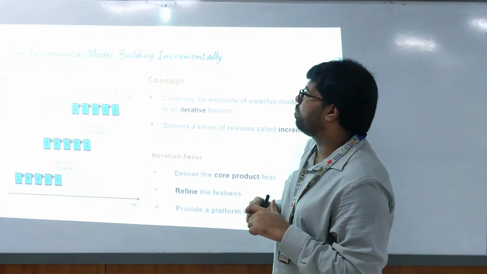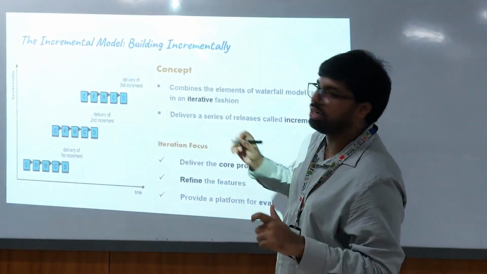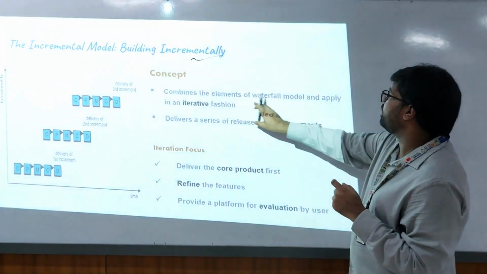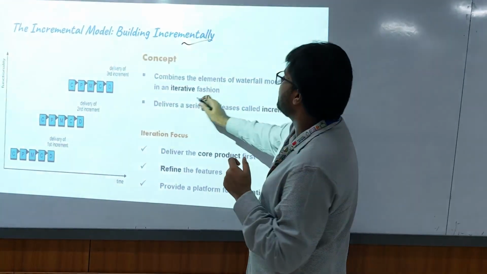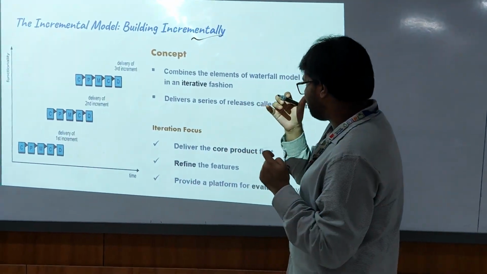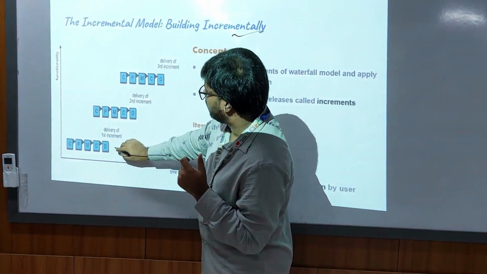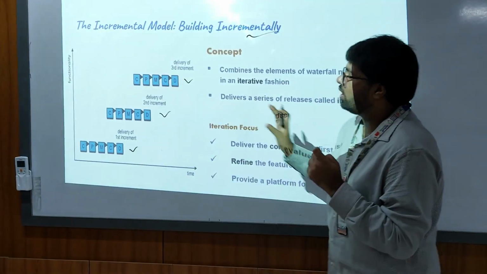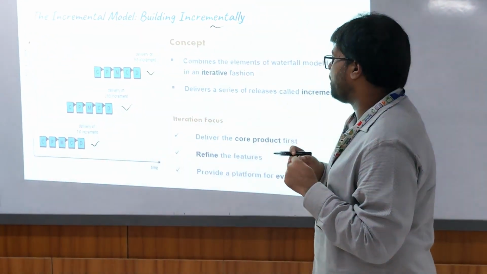Another proposed process model was the incremental model, which builds incrementally. The concept of this model combines the elements of the waterfall model that we have seen previously and applies it in an iterative fashion. What is an iterative fashion? It is iteration one by one. Here is an iteration, here is an iteration, here is an iteration. Collectively, it is known as an increment of development.